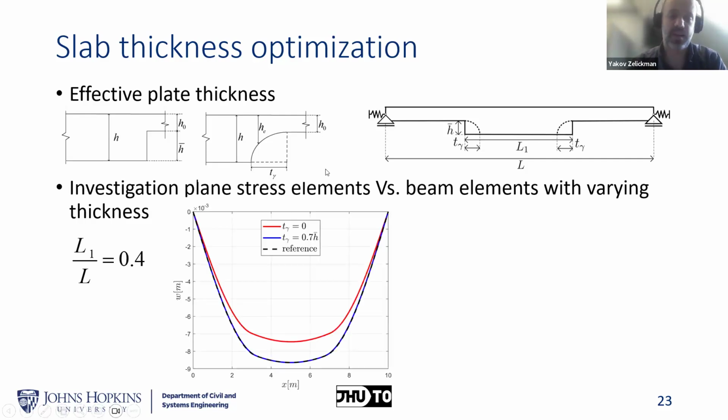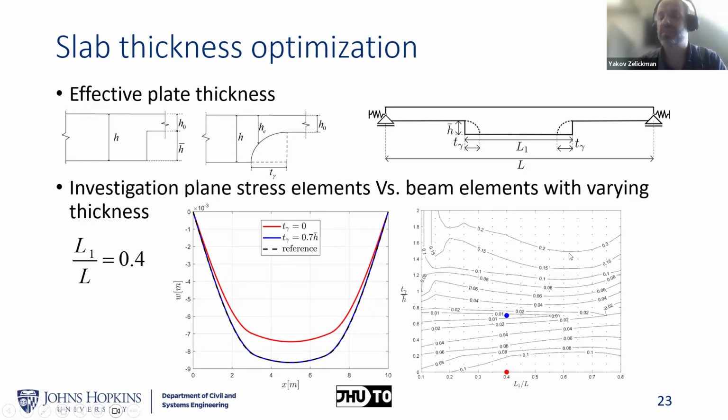So for a specific case, if we have this length being 40% of the total length, what we see here is three curves. The dashed curve is the reference curve obtained with plane stress elements and considered to be the ground truth. The red curve is the deflection curve obtained if we look at the real thickness of the beams. And we see indeed the deflections are smaller, representing this overestimation of the stiffness. However, with an inset of 0.7 of the thickness difference, we get a very accurate, fairly good agreement with the ground truth.